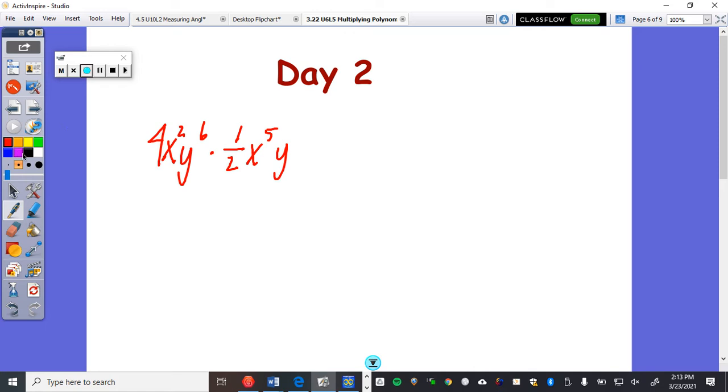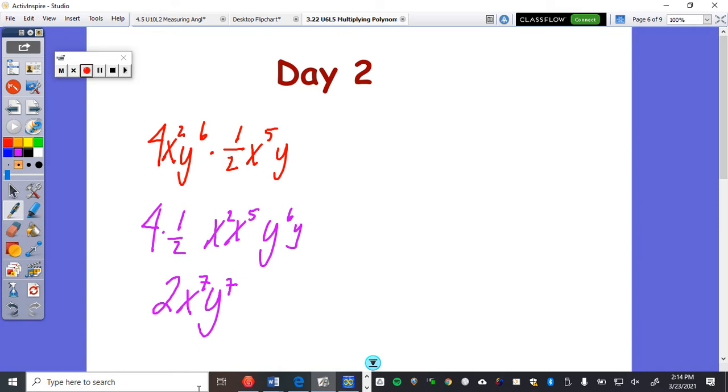Well, again, this was somewhat review because I would group the numbers together, I would group the x's together, and I would group the y's together. Well, half of 4 is 2, x to the 7th, y to the 7th. Okay?